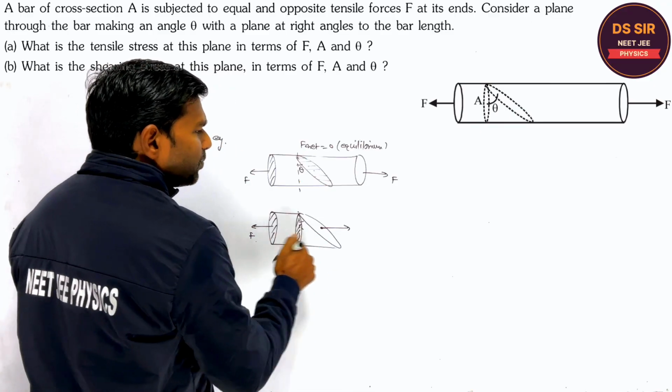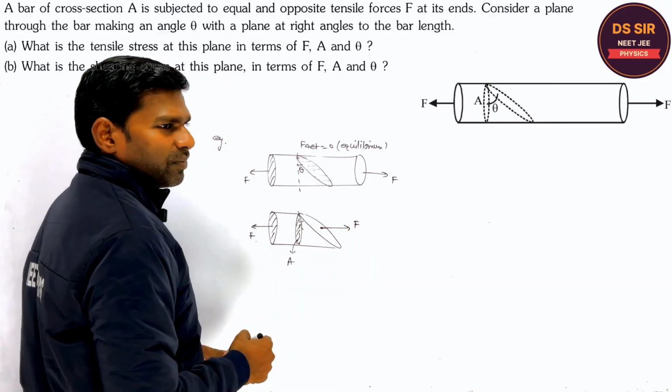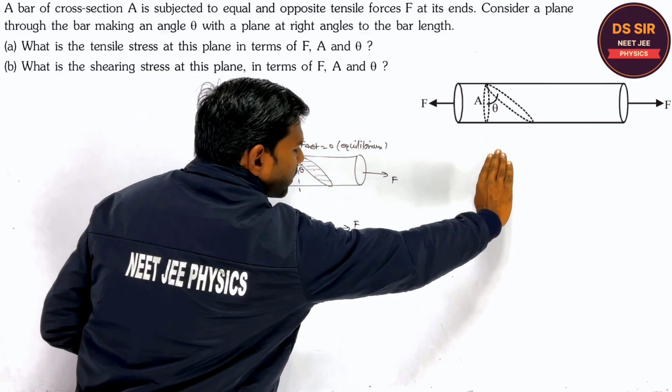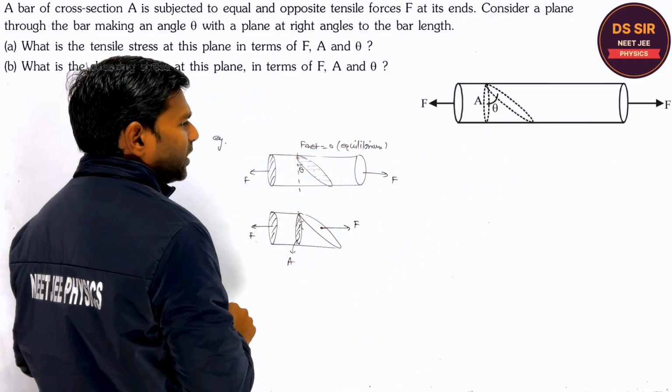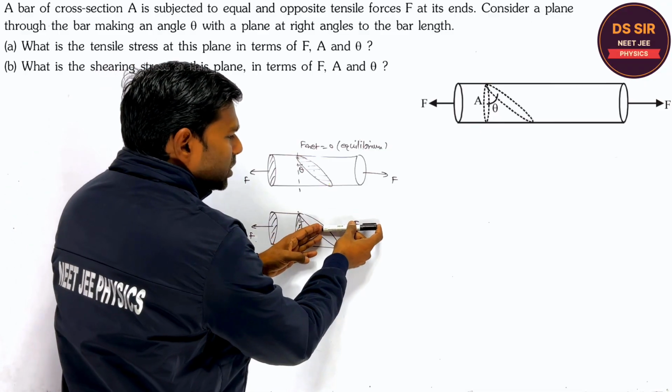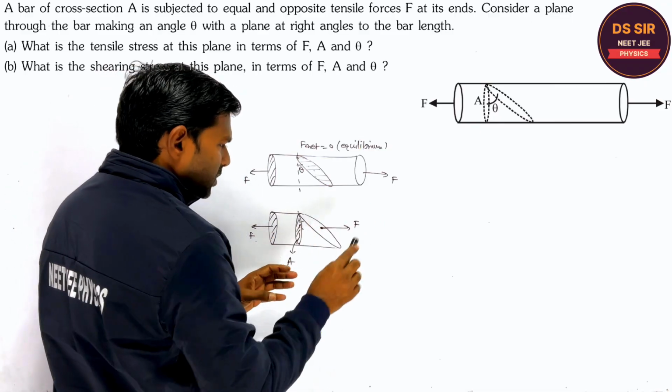If it is F, it must be F. Are you getting? This force is applied by this right hand part on the left hand part. Is it clear or not? So the force acting on this portion is F in this way. Is it clear or not?